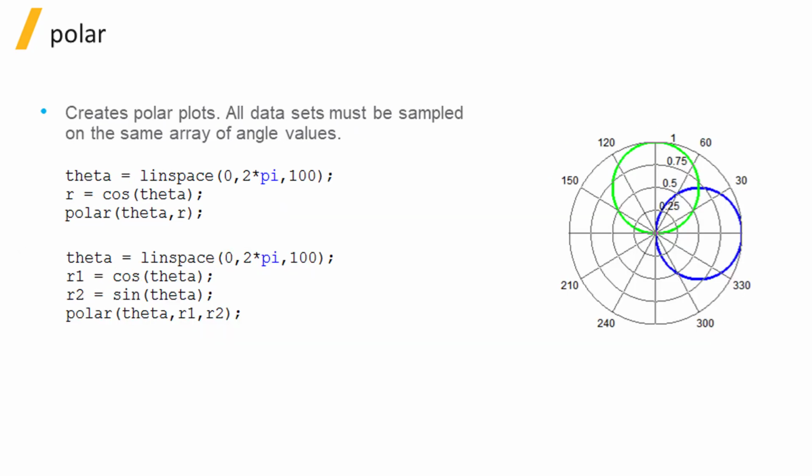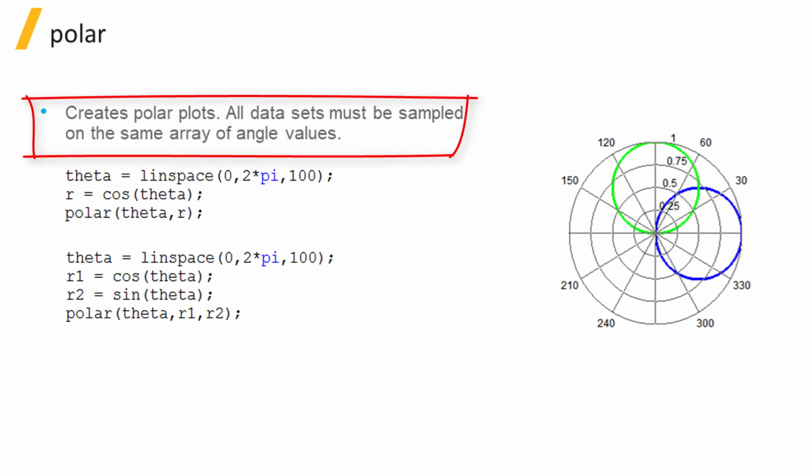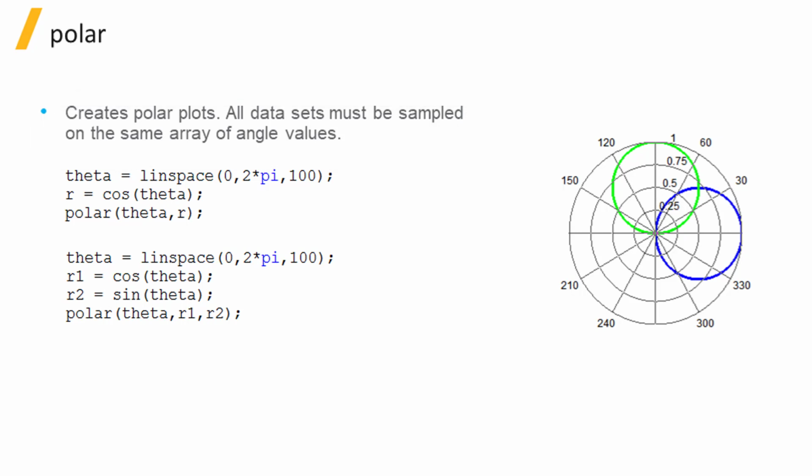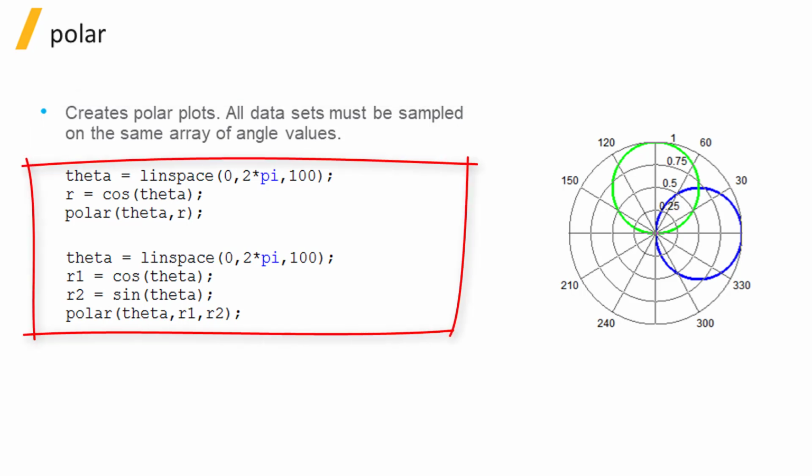If you want to visualize your results in polar coordinates, you can use polar. Like plot, all datasets must be sampled on the same array of angle values. It takes the angle and the radius as its arguments. Here's an example of multiple plots using the same theta values.